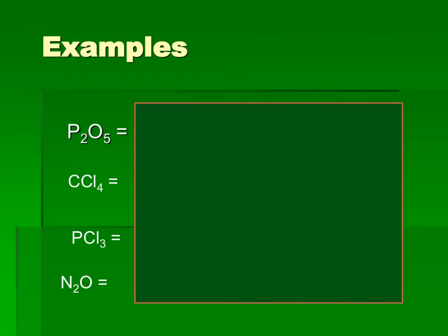Now I would like you to please pause the video and try solving these 4 on your own. Okay, now that you have tried these out on your own, let's go through them together. So step number 1 says that you need to write the name of each element. So if I go through and do that, P is going to be phosphorus. Sorry, I know my handwriting is terrible. You guys are probably used to that by now. And then O is oxygen.